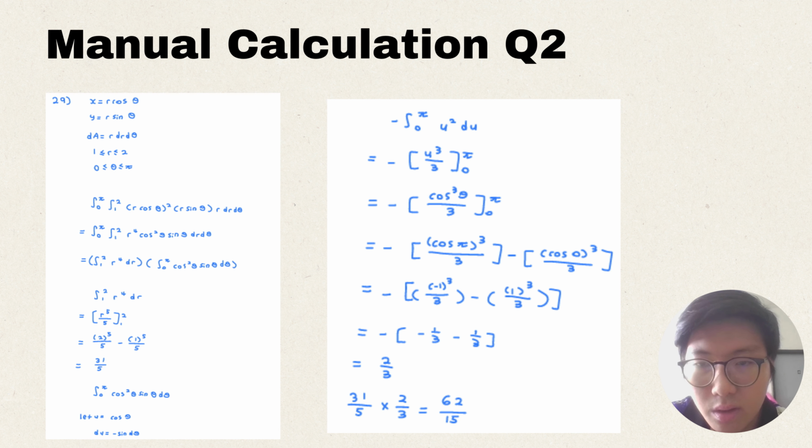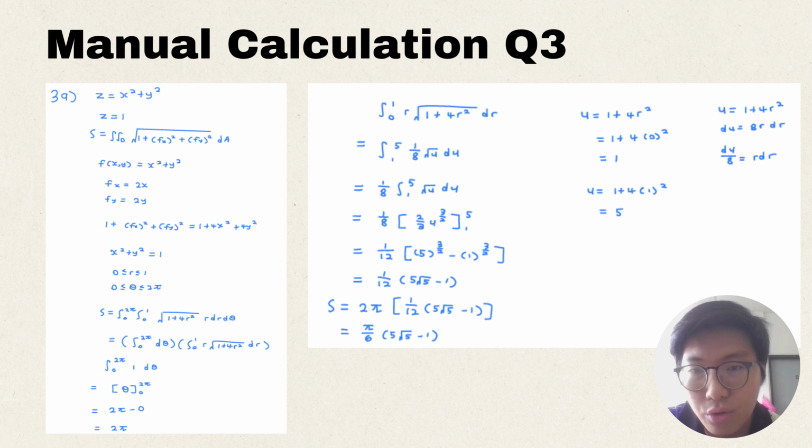For question 2, the r can be found by using the two equations from the question, and it will be 1 to 2. And for the theta, since the question mentioned upper half, it will be 0 to pi. And then we just do the integration separately. Firstly, we do the integration for dr, and then we do the integration for d theta, and then we multiply them, and the final answer is 62 over 15.